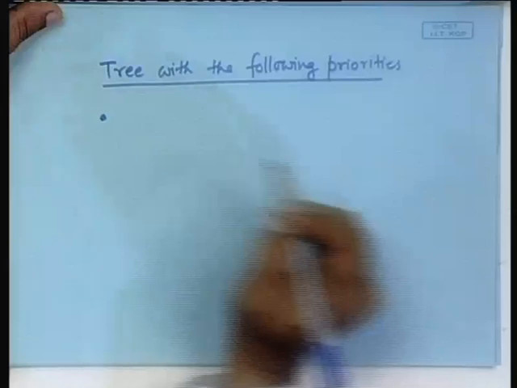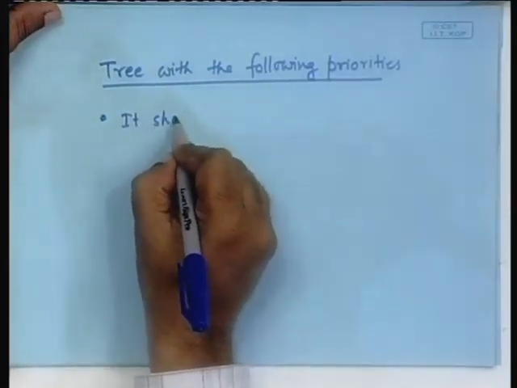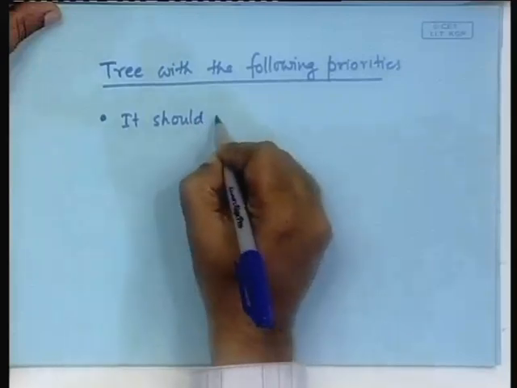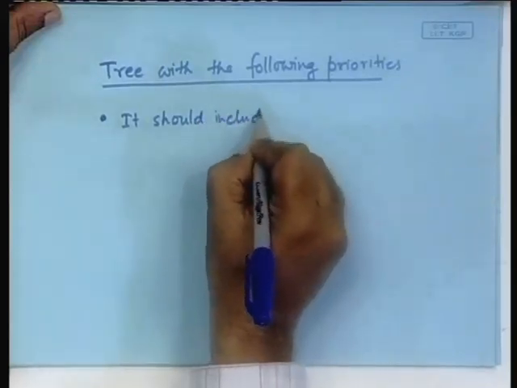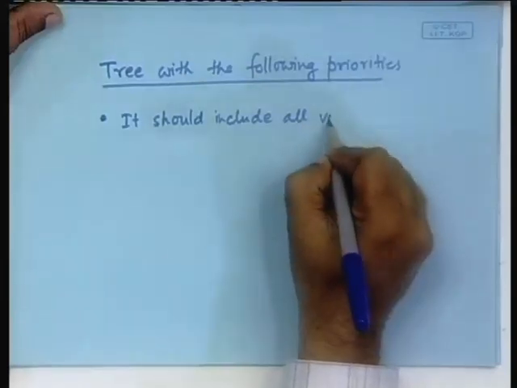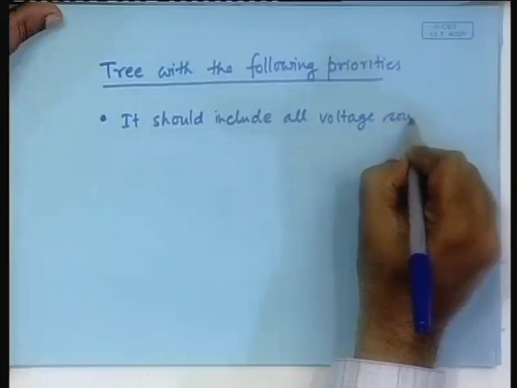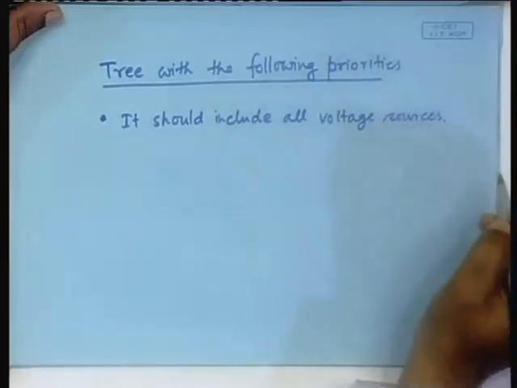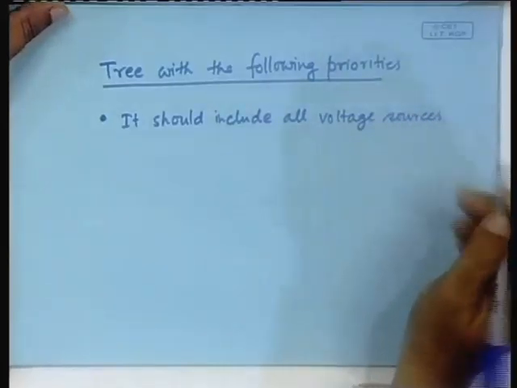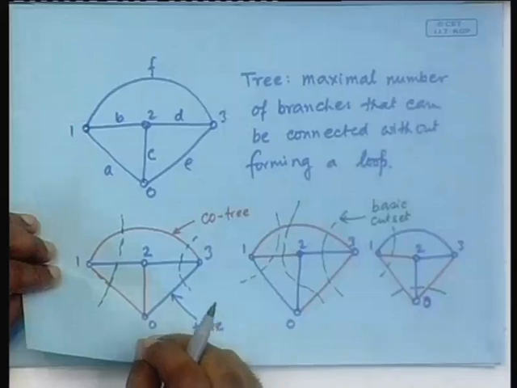First priority is it should include all the voltage sources. So, out of various possible trees, we will choose only that tree that includes the voltage sources.